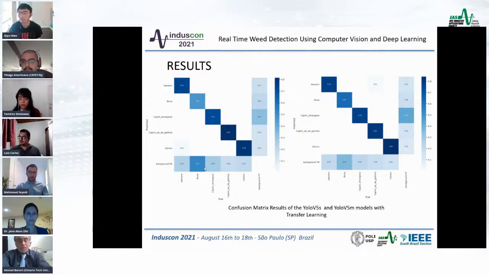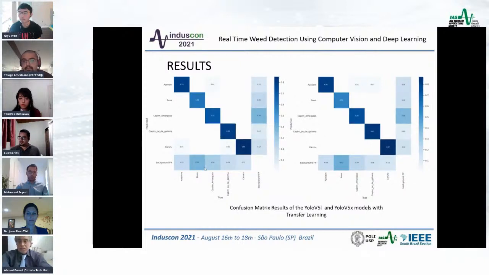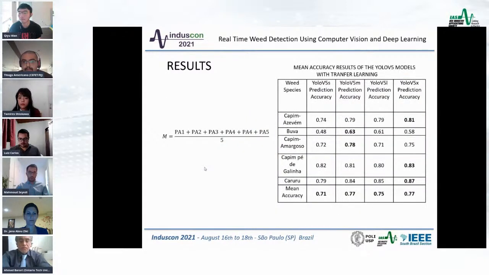Only for BUVA, it achieved a result of 0.63, but it's much, much better than the results obtained without transfer learning. And the same can be seen for the YOLO V5L and X. I also summarized the results in a table, so it's easier to understand.